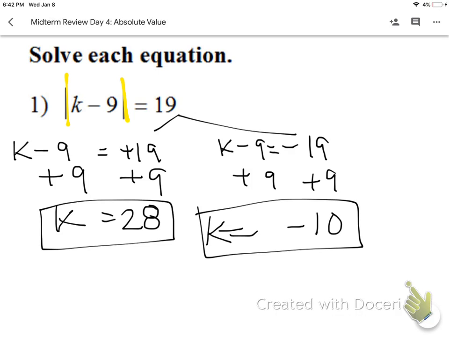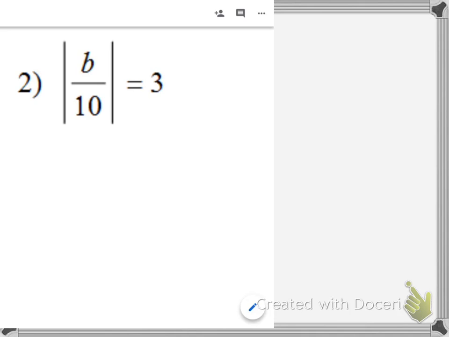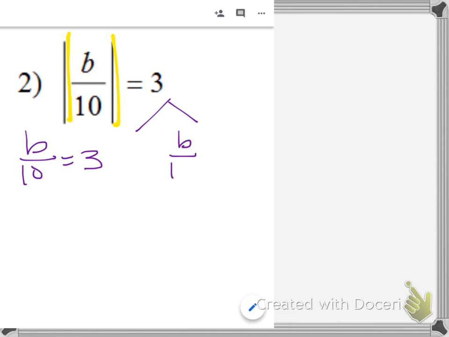Okay, let's take a look at number 2. With number 2, remember our first step is to see, are the absolute value bars by itself? In this case, yes, it is. There's nothing on the side with those absolute value bars that we have to move. So let's split that answer into 2, where we've got b divided by 10 equals 3, and then b divided by 10 equals negative 3. Remember, one's negative, one's positive, and now solve both.